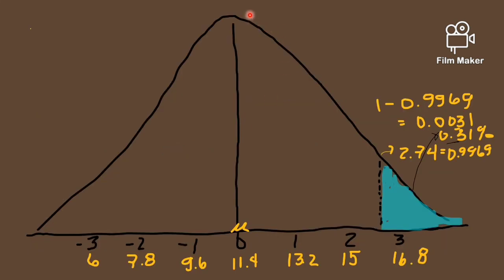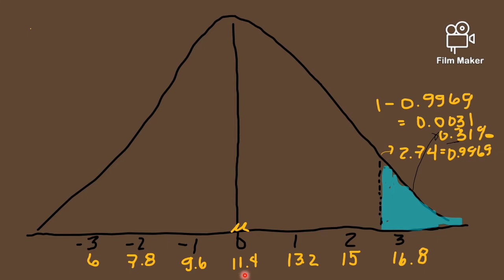So again, we will draw the x and y axis. We will write 0, positive 1, positive 2, positive 3, negative 1, negative 2, negative 3. So our mean is 11.4 minutes, and our standard deviation is 1.8.